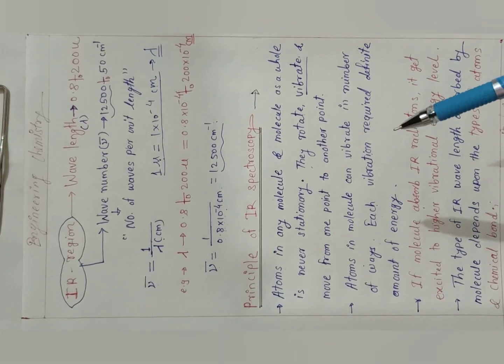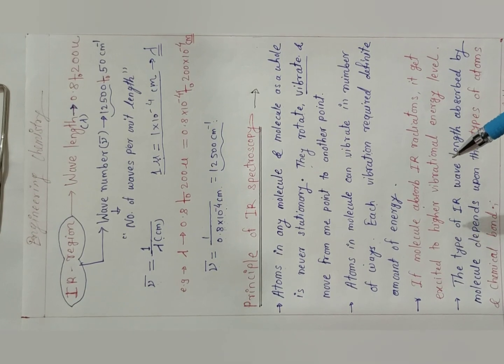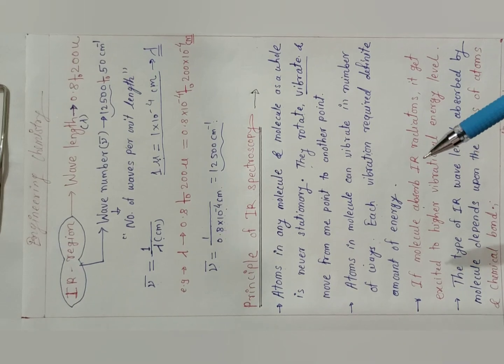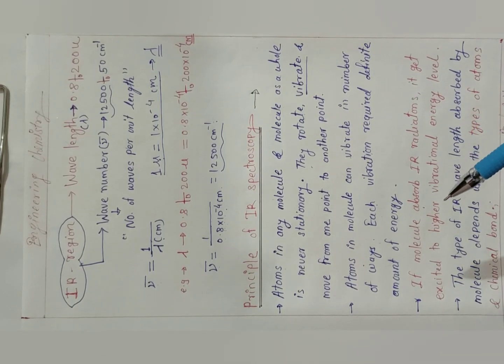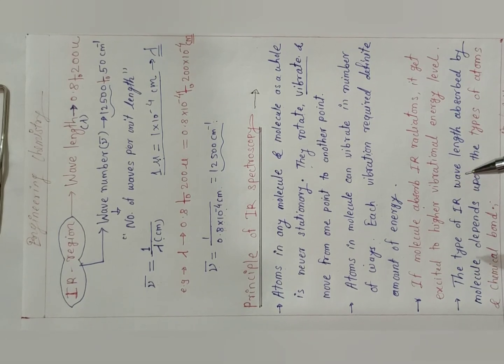As you know, if atoms absorb energy, then they start exciting to a higher energy level. Now here after absorption of energy, vibration takes place. So after absorption, excitation takes place to a higher vibrational energy level. Now the sample or the molecules absorb IR radiation of a specific wavelength. Which wavelength is absorbed depends upon the types of atoms and chemical bonds present in the molecule.